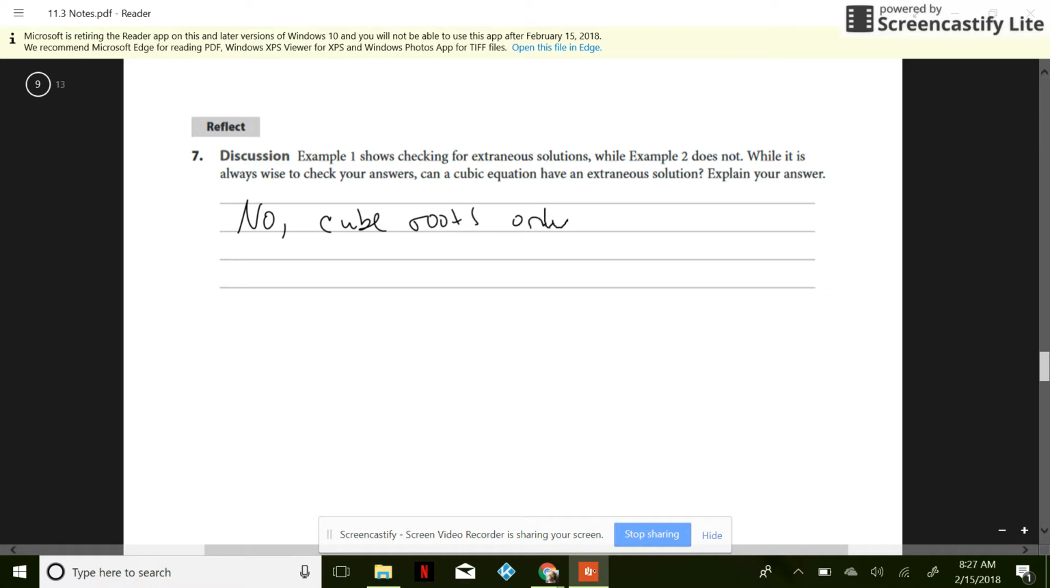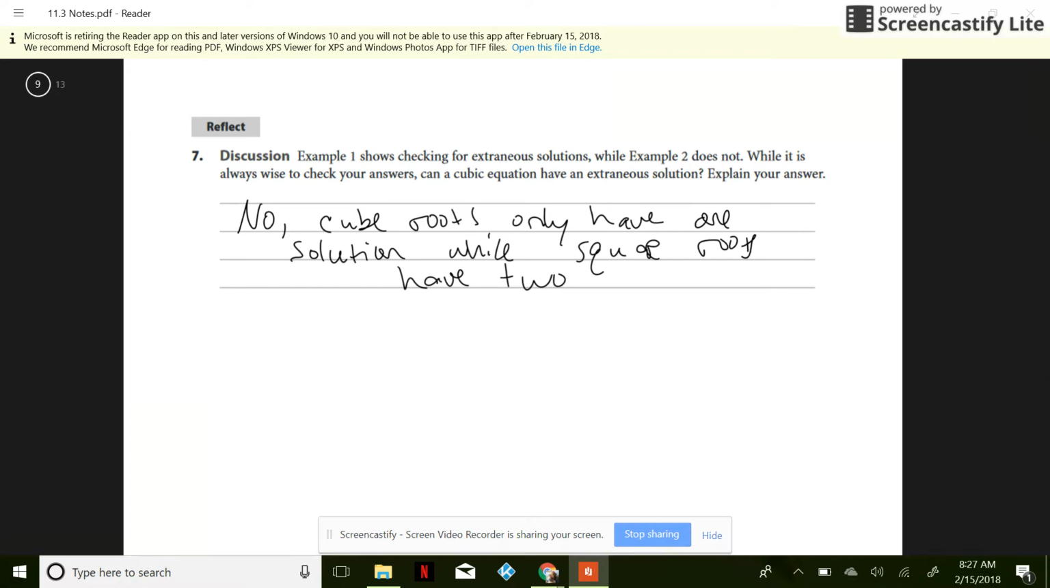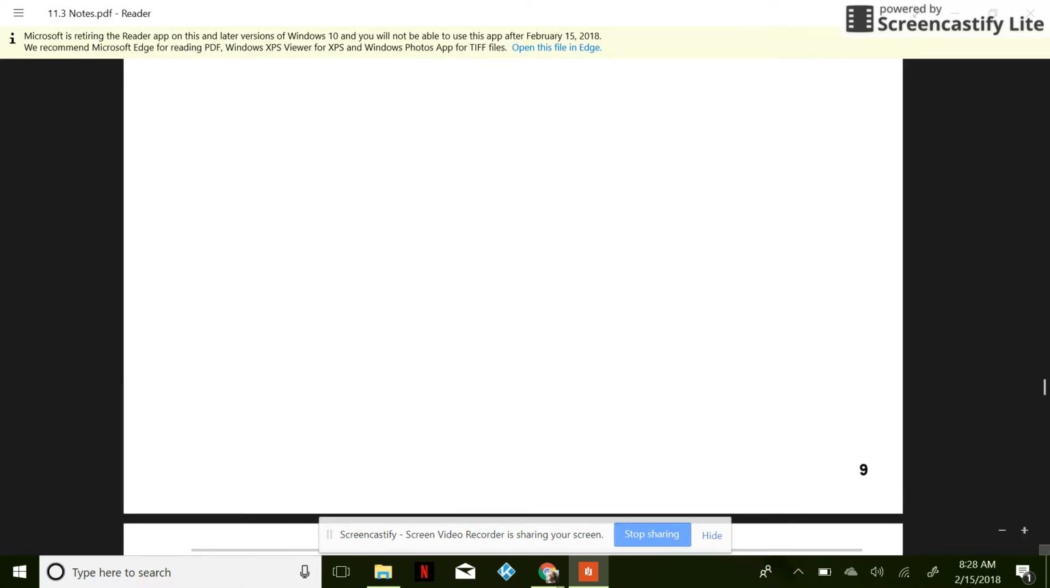Cube roots only have one solution, while square roots have 2. And that's also true for any even power versus an odd power. So a cube root, a fifth root, a seventh root, those can only have one solution, whereas a square root, fourth root, sixth root, anything with an even power will have 2 solutions.